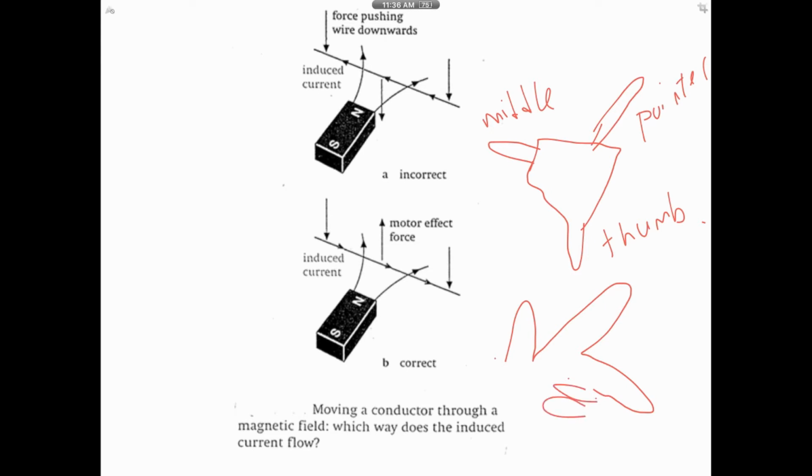I got how many fingers? Two left, right? Okay, so this is my thumb. This is the pointer. And this is the middle.